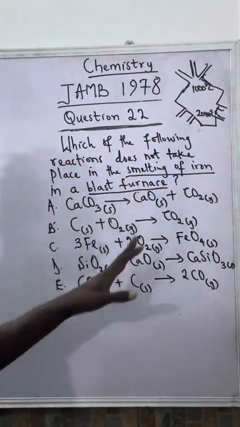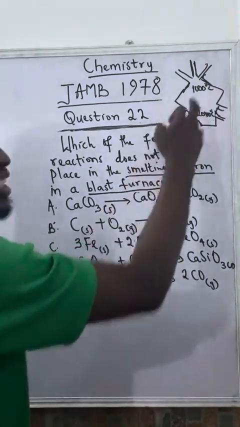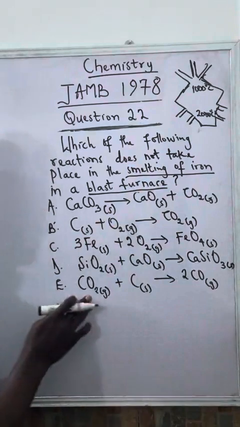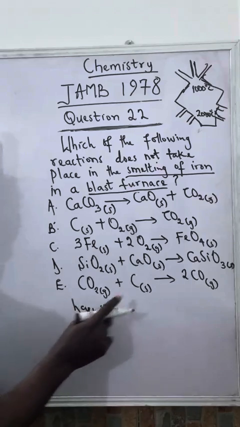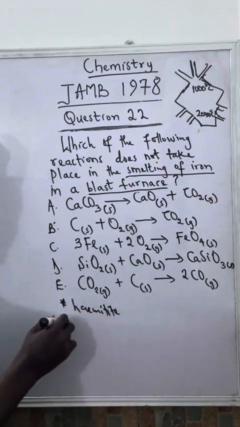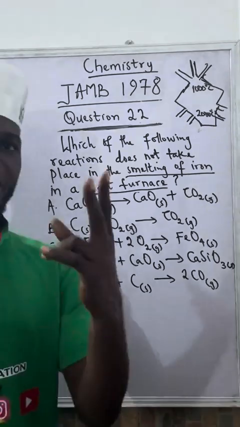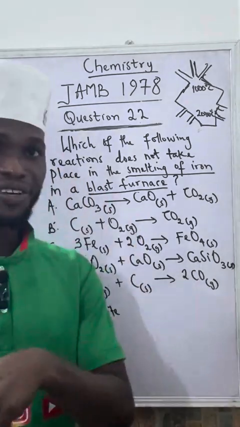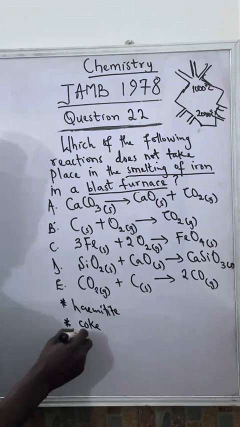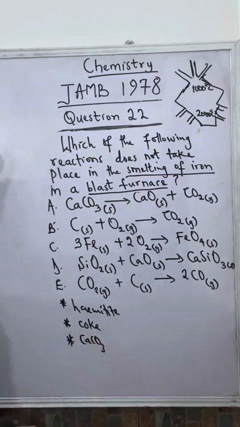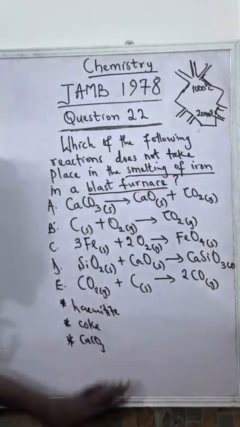Now, what are the raw materials that we need in the smelting process? First of all, we need hematite, which is the iron ore, the iron that we want to separate. Secondly, we need coke. Coke is an impure form of carbon. Carbon has 2 pure forms, diamond and graphite, but the impure form of carbon is coke. And finally, we need limestone, which is CaCO3, calcium carbonate. So these are the raw materials that we need.